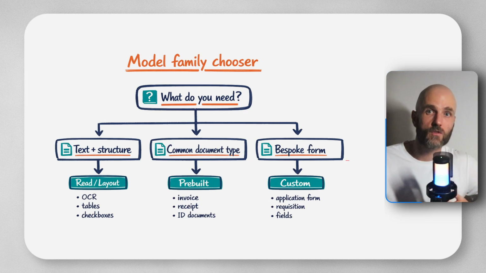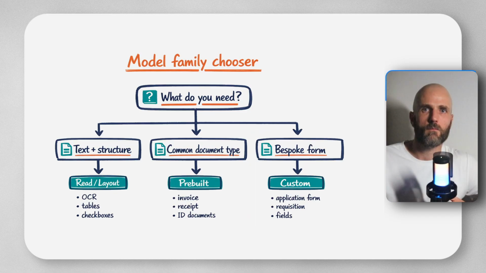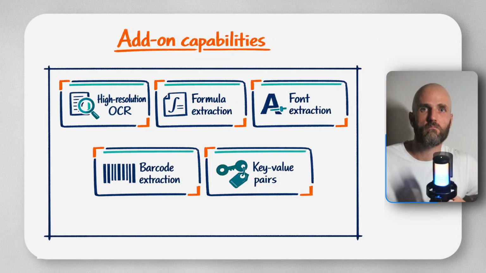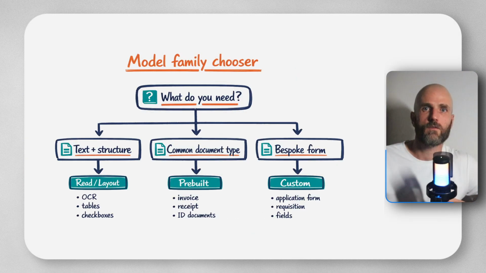And the third family is custom models. This is when the document is too specific for pre-built. It might be my company's application form or a bespoke requisition. I train the service on my layout, so it extracts exactly the fields I care about. I think of this like buying clothes. Read and layout is like raw fabric. It's useful, but I'm doing the tailoring myself. Pre-built is off the rack. If my document matches the standard sizes, I'm done instantly. And custom is made to measure: more work upfront, but it fits my own form perfectly.